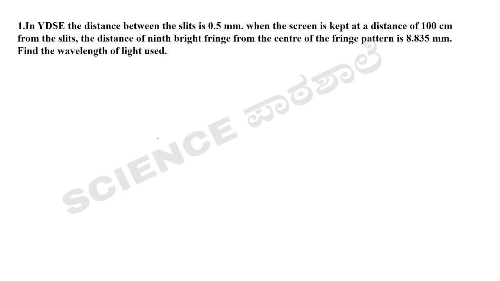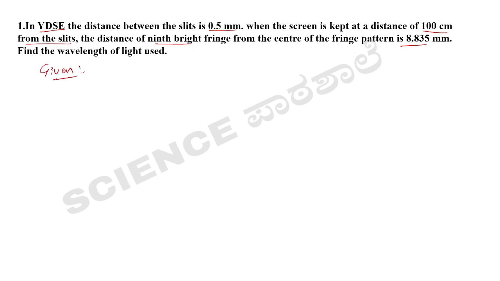Yes, see here, in Young's double slit experiment, that is YDSE, the distance between the slits is 0.5 mm. When the screen is kept at a distance of 100 centimeter from the slits, the distance of the ninth bright fringe from the center of the fringe pattern is 8.835 mm. Find the wavelength of light. So we have to read the question twice because we have to understand the question first. Then what do we have to write? We have to write the given data, what they have given.